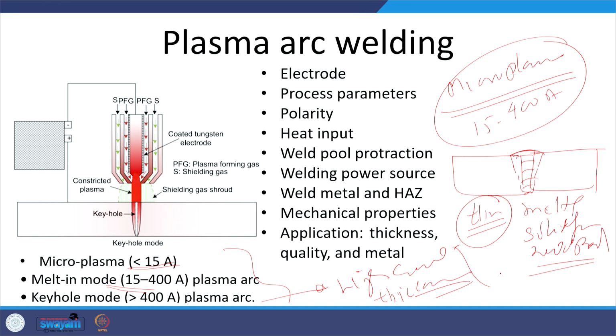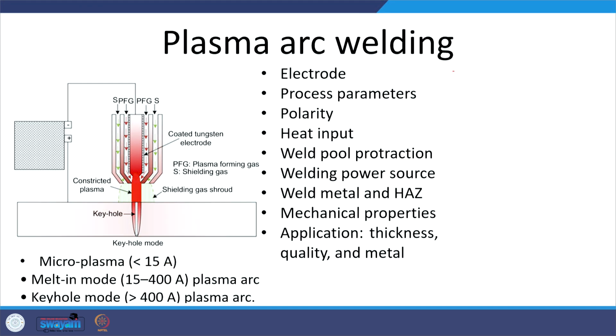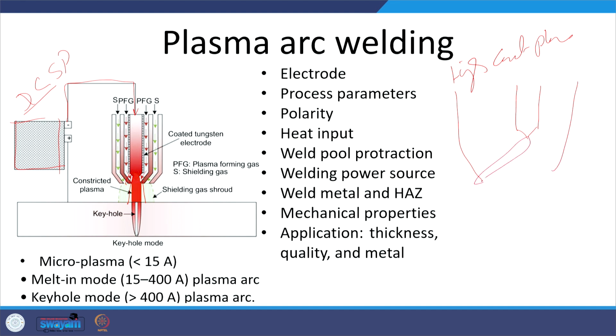So, what is this? The keyholing. When we use the high current plasma, how does it work? Let us talk about that. We use a DC power source, again using DC straight polarity, and the negative terminal is connected to the tungsten electrode. Then the arc can be struck between the electrode and the nozzle, or it can be struck between the electrode and the base metal. Okay. So, we have an electrode like this and we have a nozzle. We can strike the arc between the tungsten electrode and the nozzle.